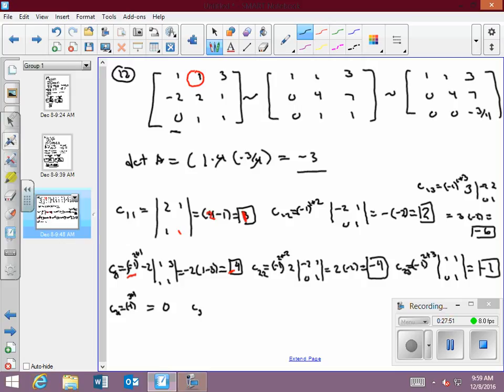So C, third row, second column. Negative 1, 3 plus 2. So that's going to make that negative, and that's a 1. Determinant of its cofactor: 1, 3, minus 2, 1. So it's a negative of 1 minus 6. So that's a plus 5. Isn't that right?